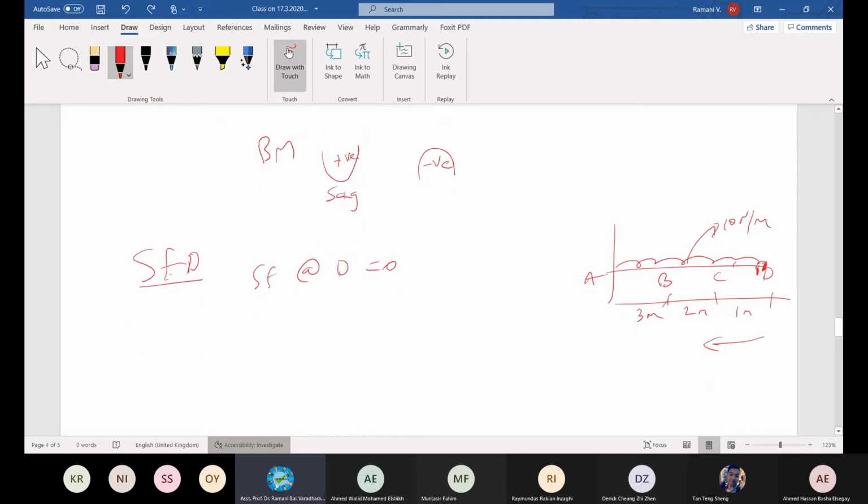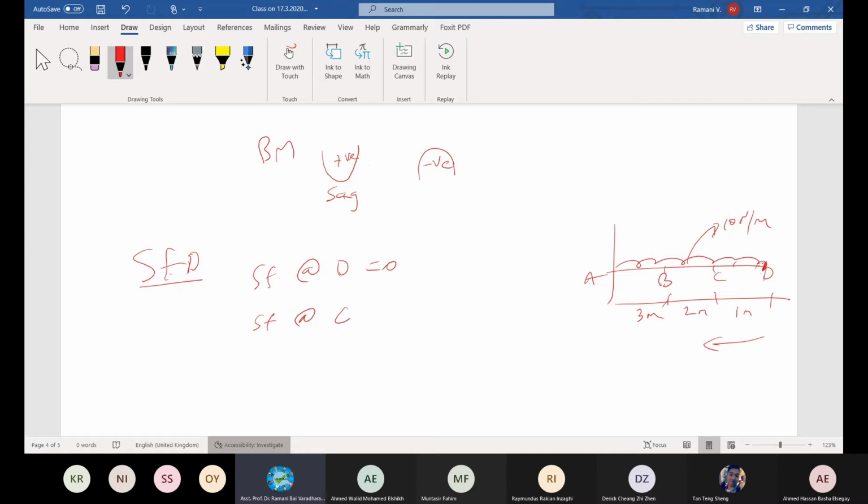That's why we should have an on-site class, easy to explain. At C, I can go directly to C because it's a uniform load. I just go to the shear force at C. How much is the value of shear force at C?